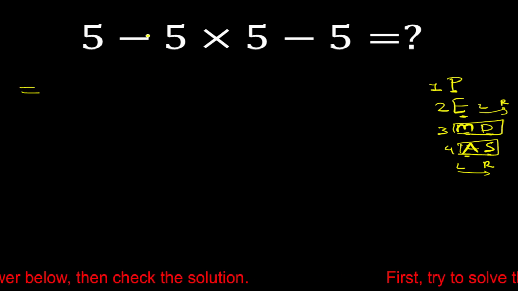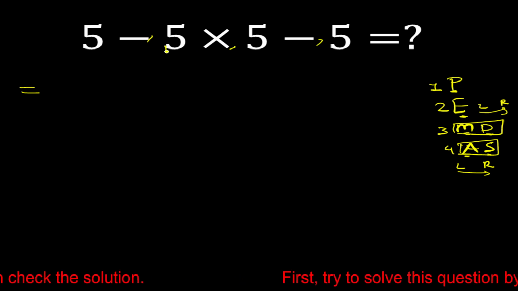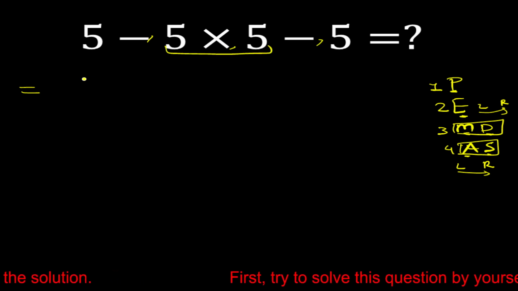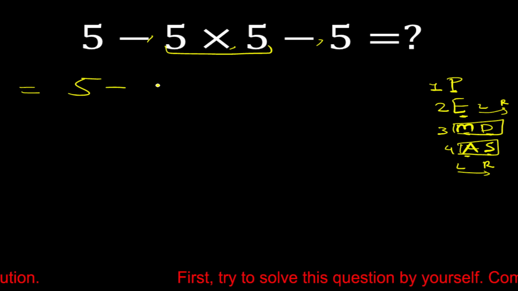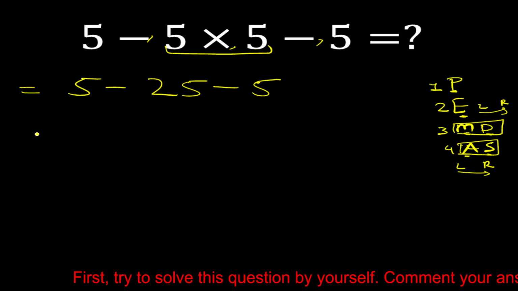So in this problem, here is subtraction, here is multiplication, and here is subtraction. First priority is this multiplication. So 5 minus 5 multiply 5 is equal to 5 minus 25.